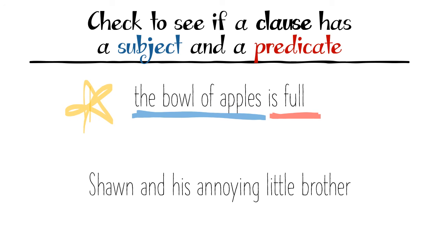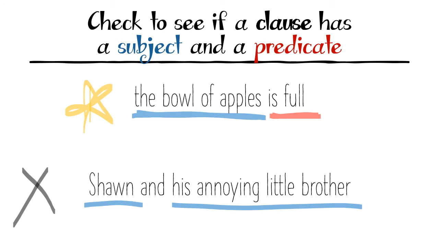Let's look at this one at the bottom. "Sean and his annoying little brother." I have Sean and I also have his annoying little brother. They're the ones doing things. So that would be a compound subject. Oh, but they're not doing anything. Sean and his annoying little brother. Yeah, they're not doing anything. So that's just a subject. It's not a clause. All right, so this is the task you're going to be working with. You're going to be trying to find the subject and the predicate to determine is it a clause or is it not a clause.